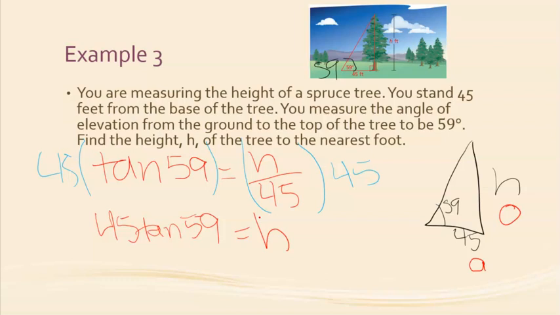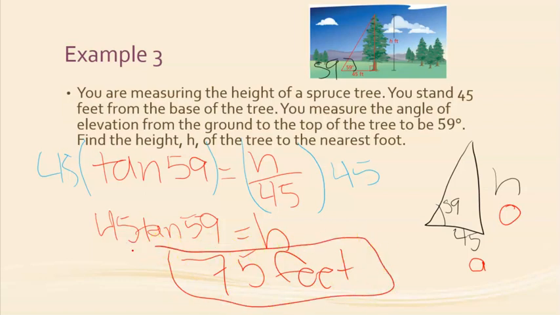What do you get? 74.9, so does that round up or down? Well, it says the nearest foot, so the whole number. That's 75. This word at the end says feet. Sorry, I cannot write nicely. Can I move on?